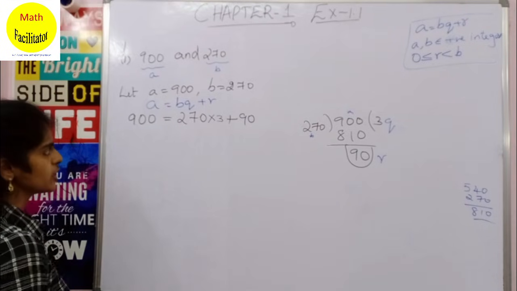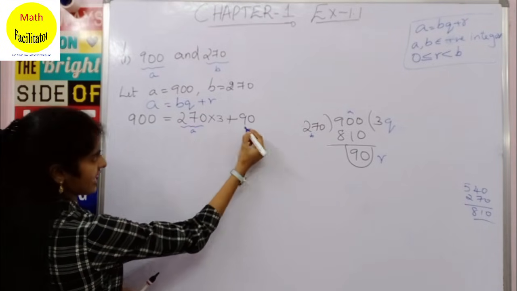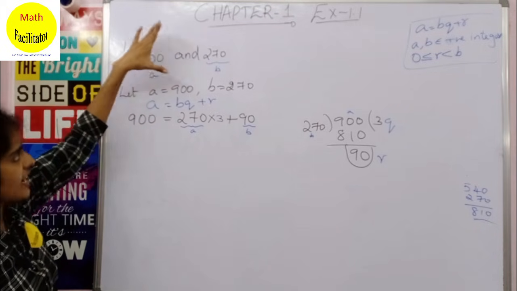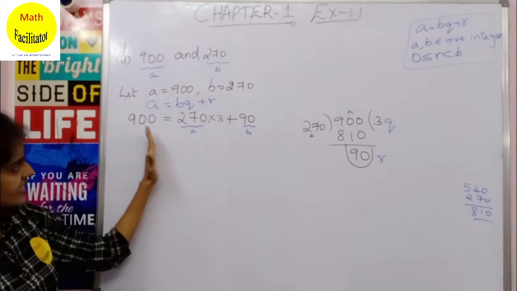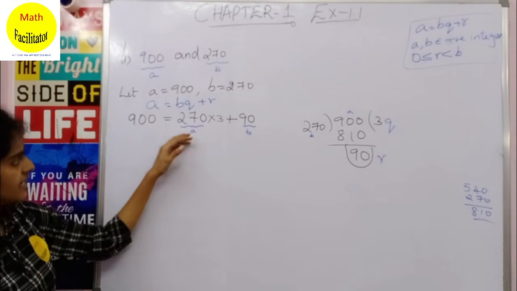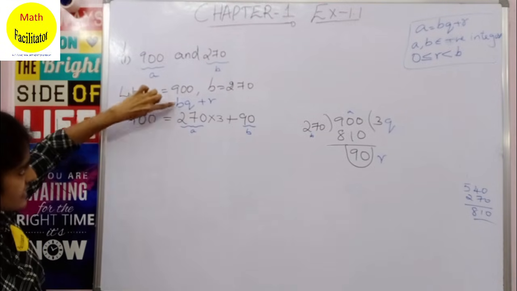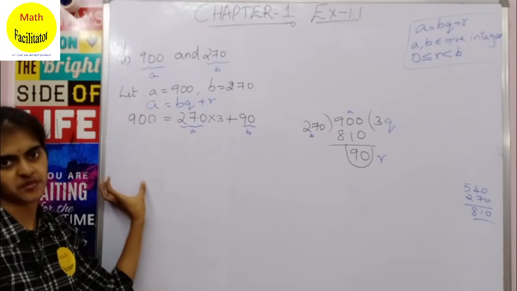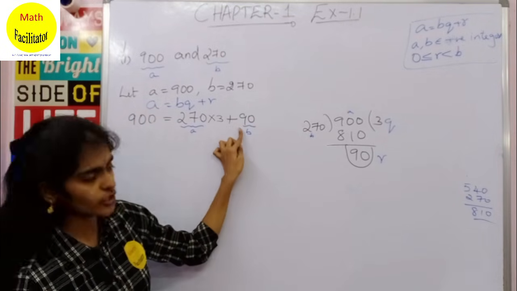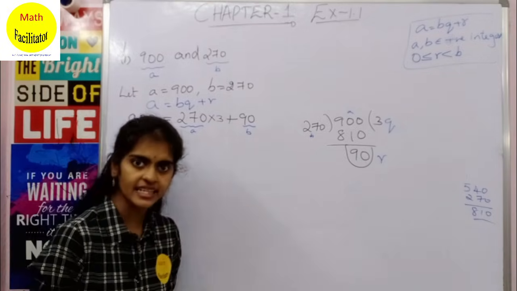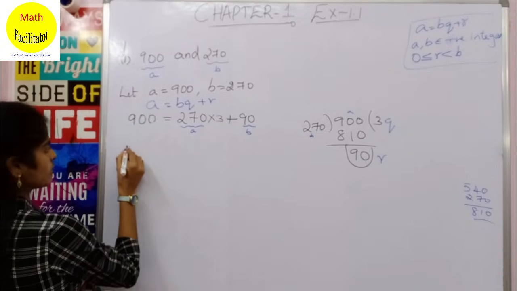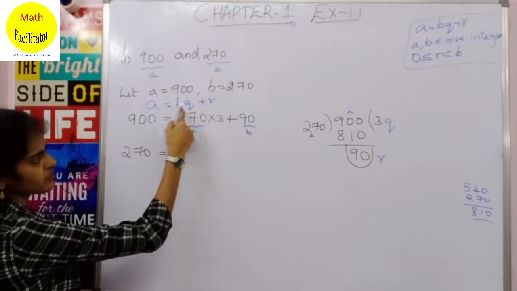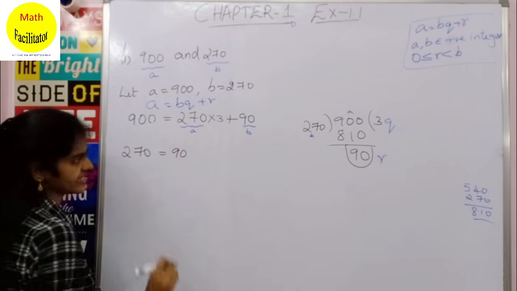In the next step, you will take this particular thing as A and this as B. Initially you had taken 900 as A and 270 as B. Now after writing this in Euclid's division algorithm, whatever divisor you had, here 270 is B. Now in the next step you will take 270 as A, and the remainder you got, you will take as B. Clear? Listen carefully. So this 270 is A, and B is nothing but, in this case, 90.